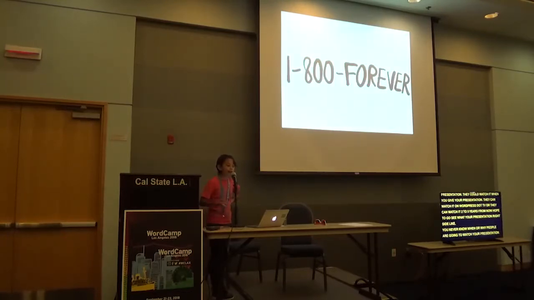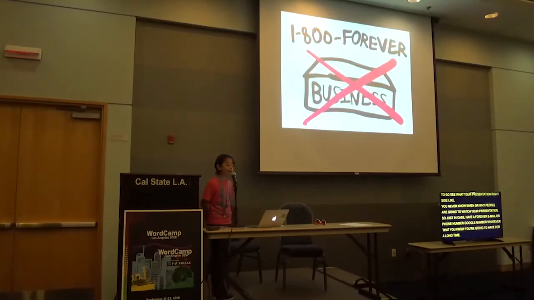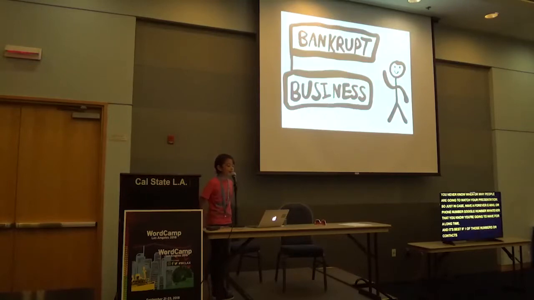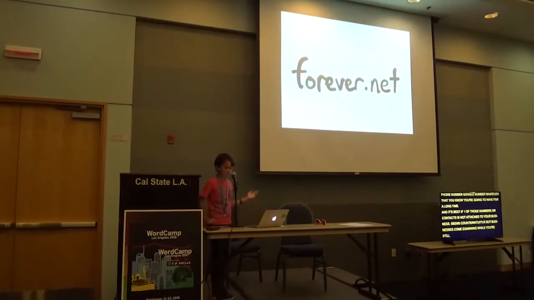So just in case, have a forever email or phone number, Google number, whatever, that you know you're going to have for a long time. And it's best if one of those numbers or contacts is not attached to your business. That seems counterintuitive, but businesses come and go, while you'll still be around. So if your business morphs into something else or becomes obsolete in some way, people should still be able to contact you through your forever contact.